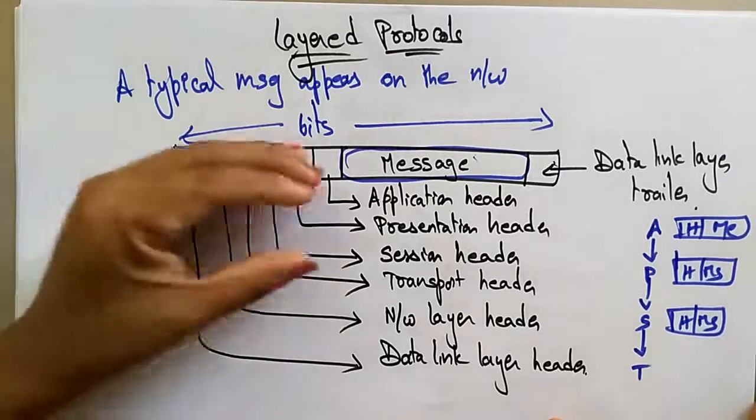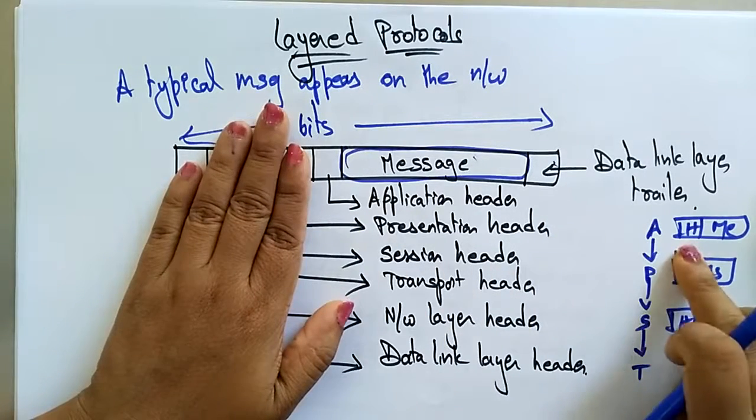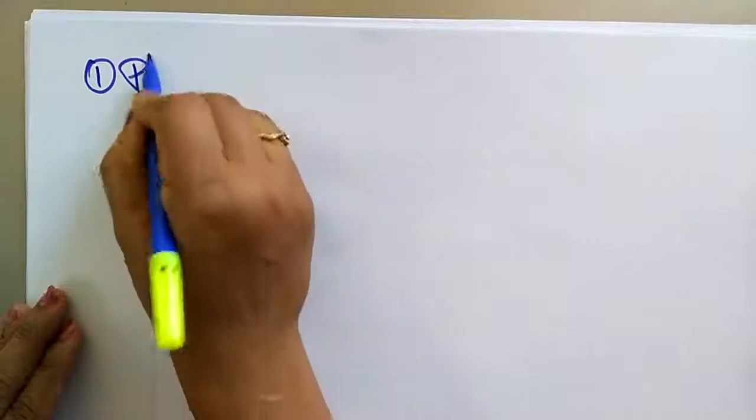Each layer consists of a header and the message. Let's discuss the layered protocols one by one. What is the first layered protocol? That is the physical layer.